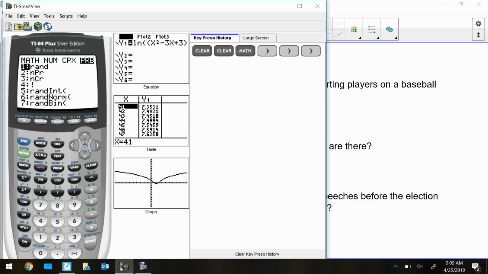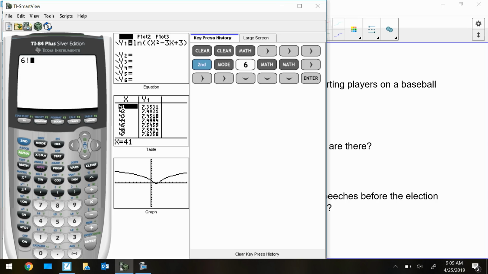That means factorial. So if I wanted to do 6 factorial, like we did in that warm-up, you would do 6, you'd hit the math button, go over to probability, and go down to the exclamation point. So in your calculator, it looks like 6 exclamation point. That really means 6 factorial, and your calculator does it for you.